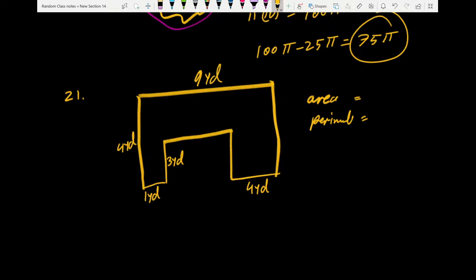All right, so let's look at it. The whole thing is 9 yards. This is 4 and 1, that gives you 5. We want to know this missing side. In this case, 9 minus 5, that would be 4.